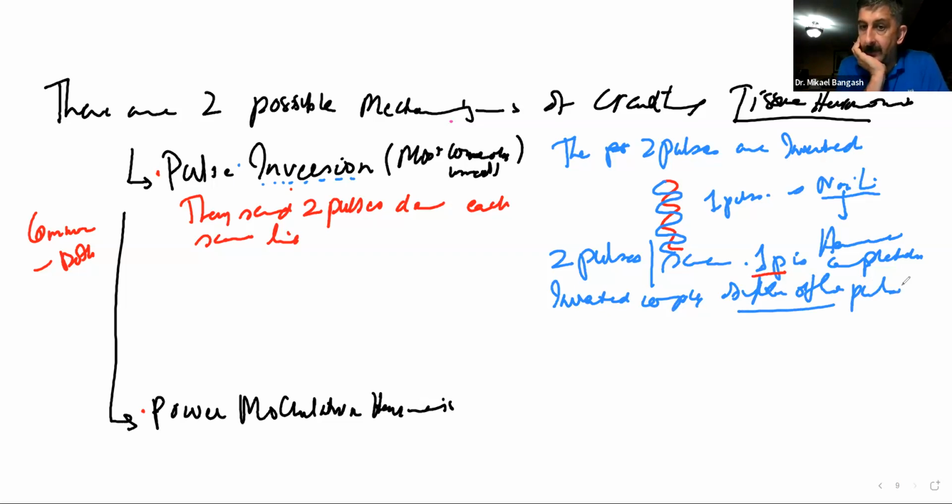Right, so what is going to be left after these interfere? That will produce the harmonic frequency. Whereas in power modulation, what is it that we are left with? What is it that we have?